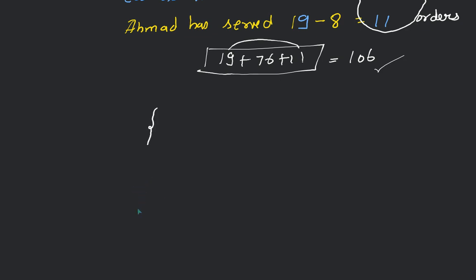And while we write something in roster form, we use curly brackets. So 4 will be included because it is greater than or equal to 4, and 4 is also an even number. 6 is also an even number, and 8 is also an even number. So the set of even natural numbers greater than or equal to 4 and less than or equal to 8 will be 4, 6 and 8.